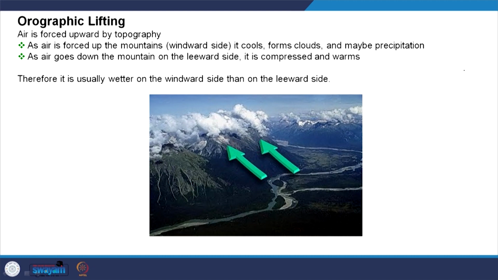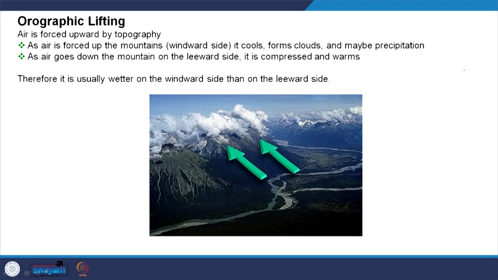Now, when does it lead to precipitation? If the air is cooled sufficiently by the topography so that it reaches a relative humidity of 100%, and when it tries to cross 100%, it will immediately lead to the formation of condensation. That means the formation of liquid droplets, which you may call rain or precipitation.